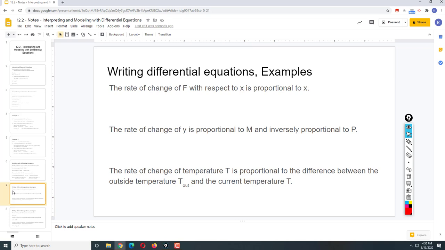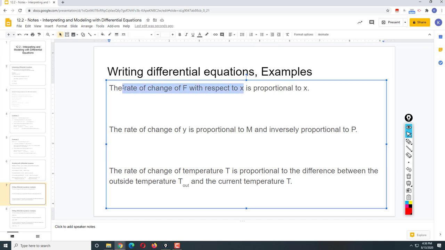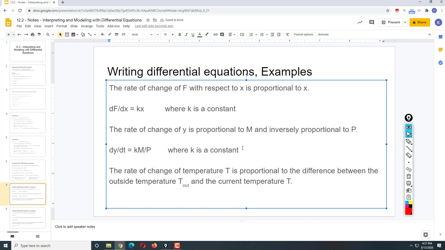Example 1. The rate of change of f with respect to x, that's df over dx, is, that's the equal sign, proportional to x. So it's equal to kx, where k is a constant. So df over dx equals kx. Example 2. The rate of change of y, so that's dy over dt, is proportional to m and inversely proportional to p. So it's going to be m on top, p on the bottom, and we multiply by k because it's just proportional, where k is a constant. So dy over dt is equal to k m over p.